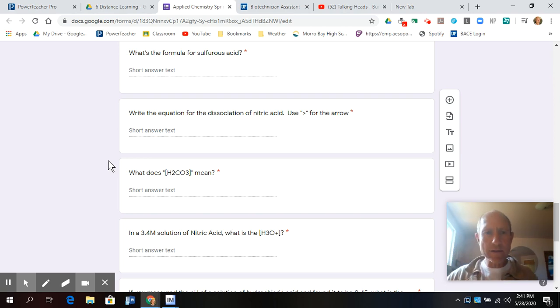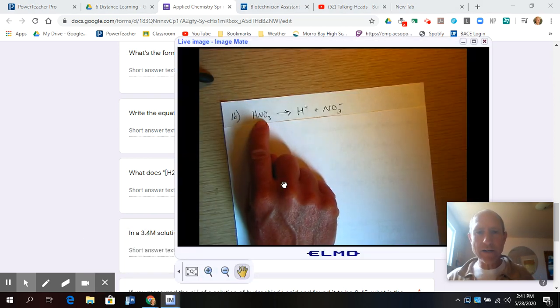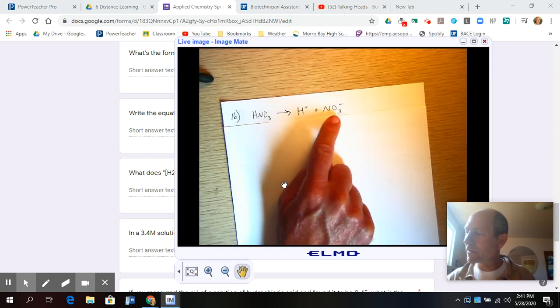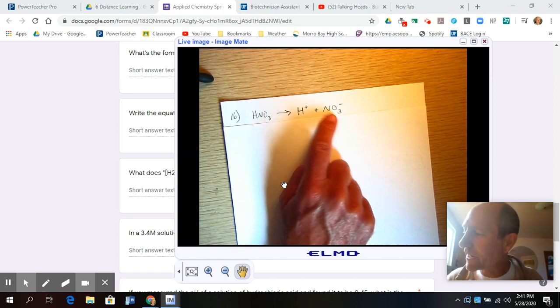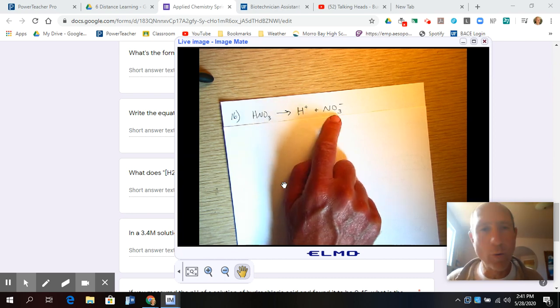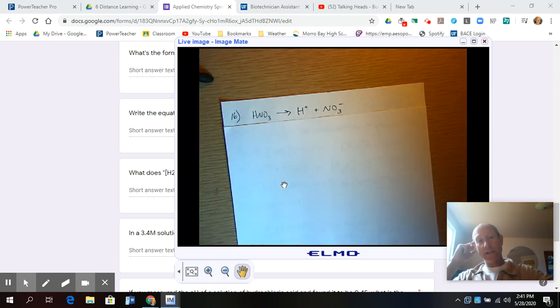We've got nitric acid right here. We're going to show it breaking up into ions. It's going to break into 1 proton and 1 nitrate. If we did it with sulfuric acid, it would break into 2 protons and 1 sulfate ion. So that's a dissociation equation for an acid, just like all the other salts. You just break it into cations and anions.